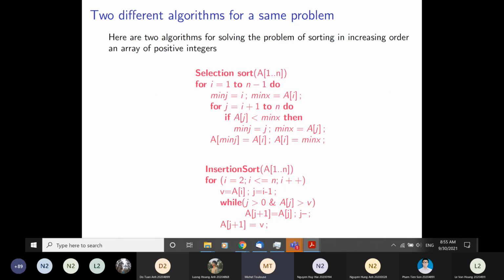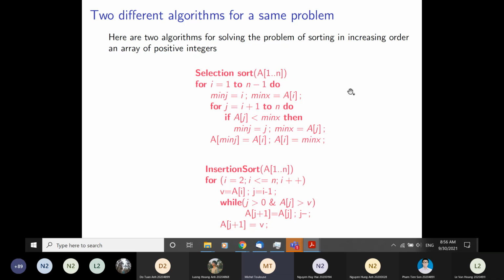Here we have two examples of algorithms that solve the same problem. One is called selection sort and the other one is called insertion sort. So there are two different algorithms. At least you can see from the description that they are not the same. So you guess that these two algorithms are not the same. And I'm telling you that these two algorithms are actually solving the same problem. But they are not the same from the description here.